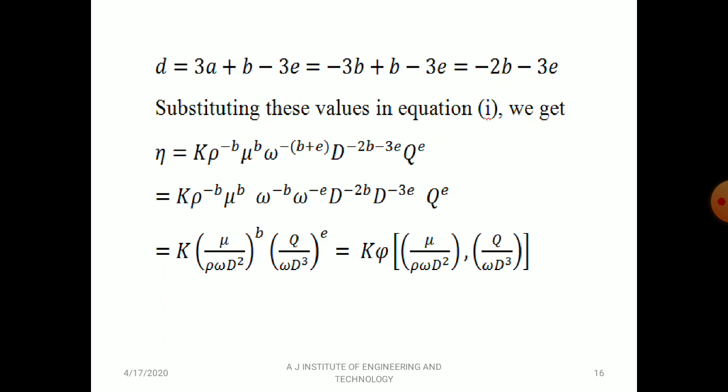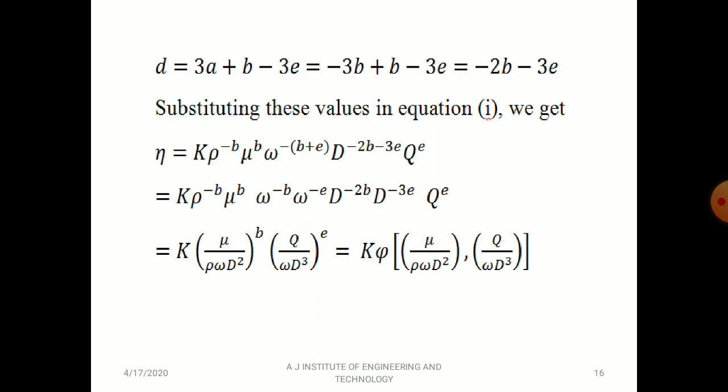So now substituting these values in equation 1, we get eta equal to k into rho to the power minus b into mu to the power b into omega to the power minus b plus e into d to the power minus 2b minus 3e into q to the power e. Just substituting the values of a, b, c, d, e. So now we can simplify or split the terms. So eta equal to k into rho to the power minus b into mu to the power b. I'll split omega to the power minus b plus e as omega to the power minus b into omega to the power minus e, and d to the power minus 2b minus 3e as d to the power minus 2b into d to the power minus 3e, into q to the power e.